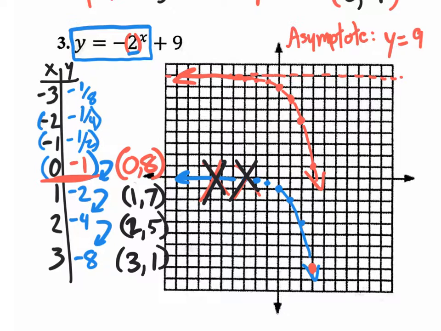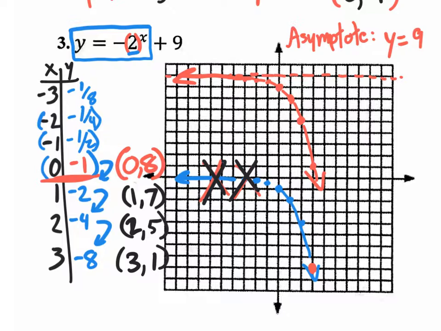Now, if the shifting confuses you, you could take your y values and add 9 to them. That way you'll get the 8, add 9, you get the 7, add 9, you get the 5, add 9, you get the 1. So you could get the coordinates, so you don't have to worry about counting. It's up to you, however you like to do it.